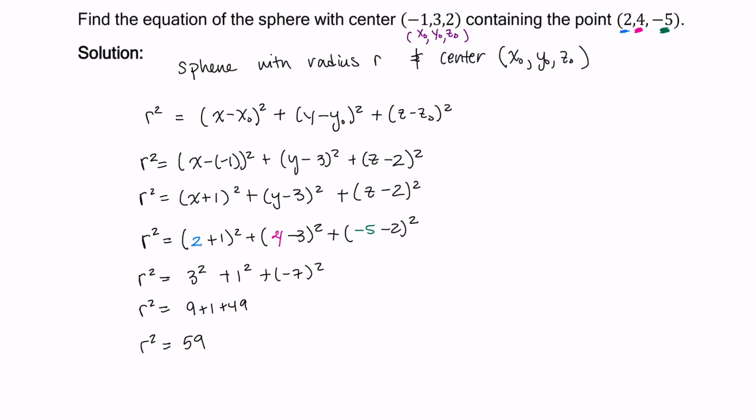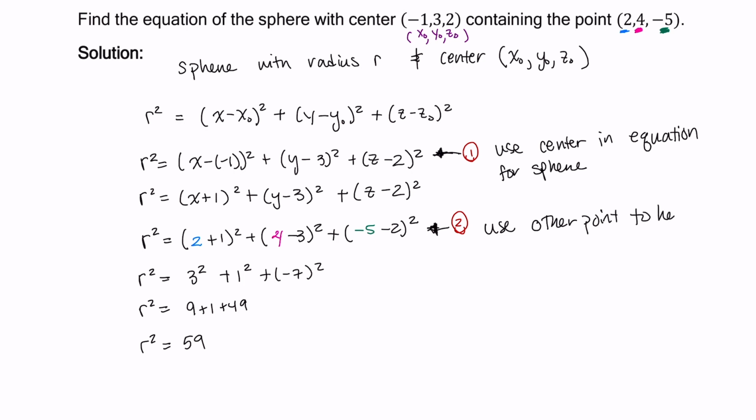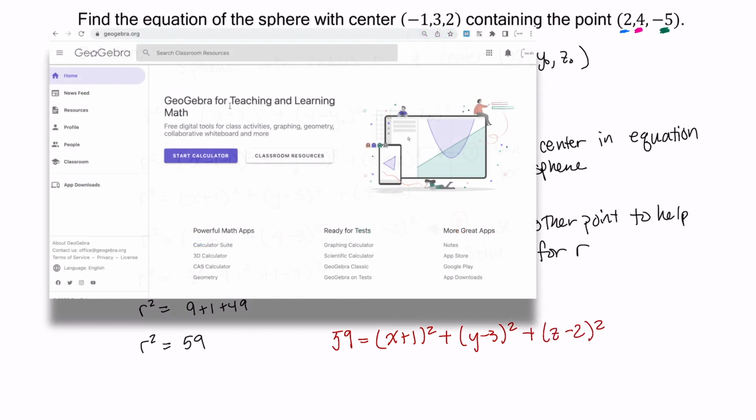So to recap, the first thing we did here was use the center in the equation for a sphere. The second thing we did was use the other point to help solve for r. And now that we have r, we know that this sphere is given by 59 is equal to (x plus 1) quantity squared plus (y minus 3) quantity squared plus (z minus 2) squared. Okay, and now let's quickly graph this and just make sure our work makes sense.